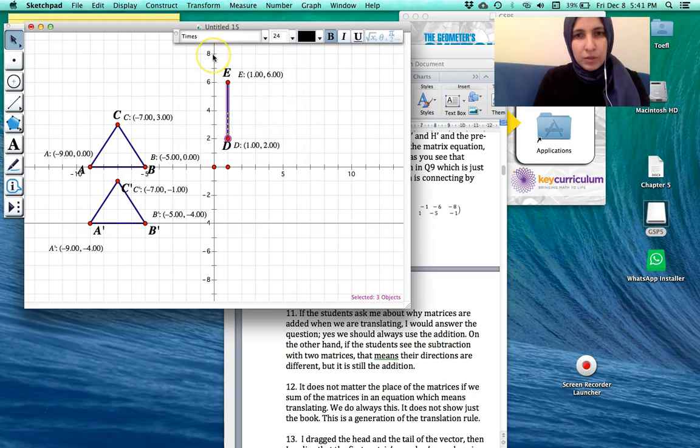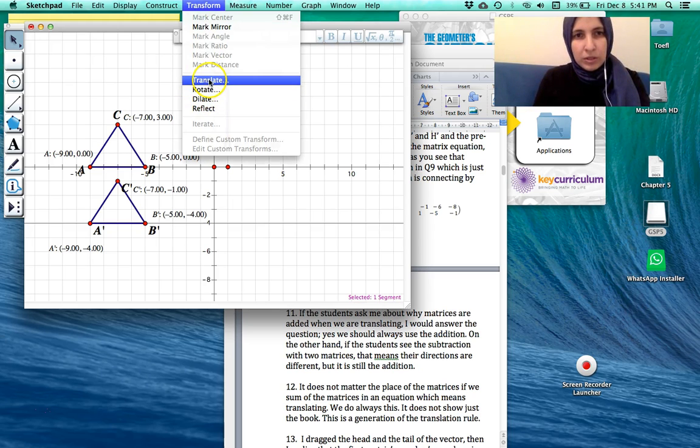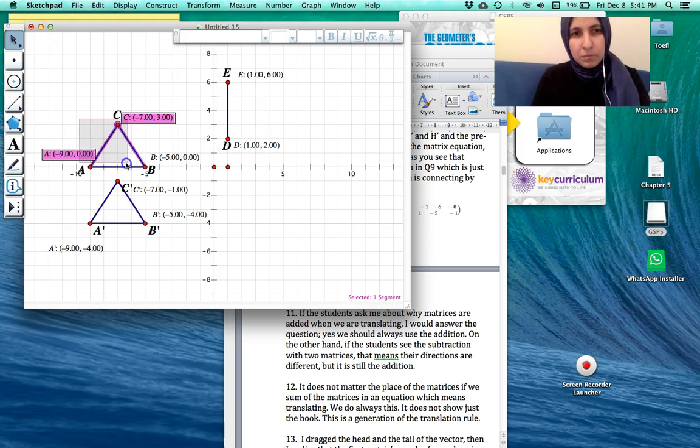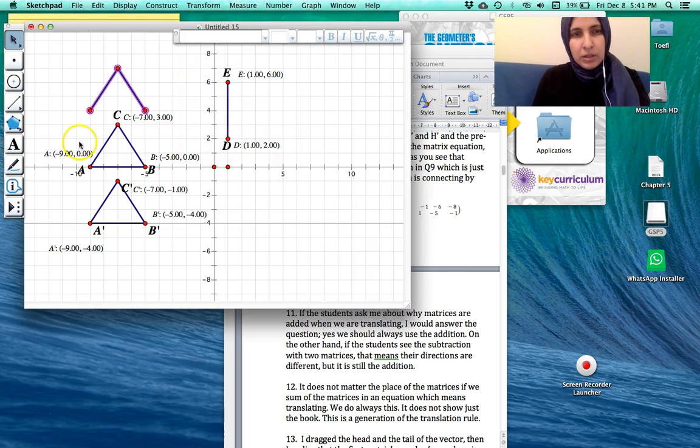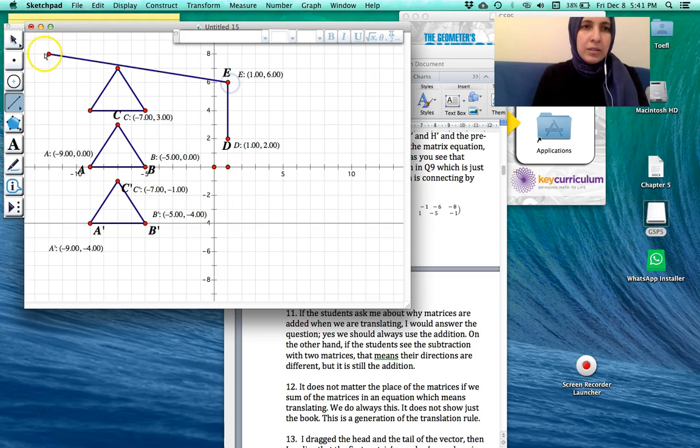To as a vector, and again pick the triangle and then translate D to E. Yay, I got the other triangle, which is when I accept E as a head, and then translate triangle ABC, I got this triangle, and let's see again.